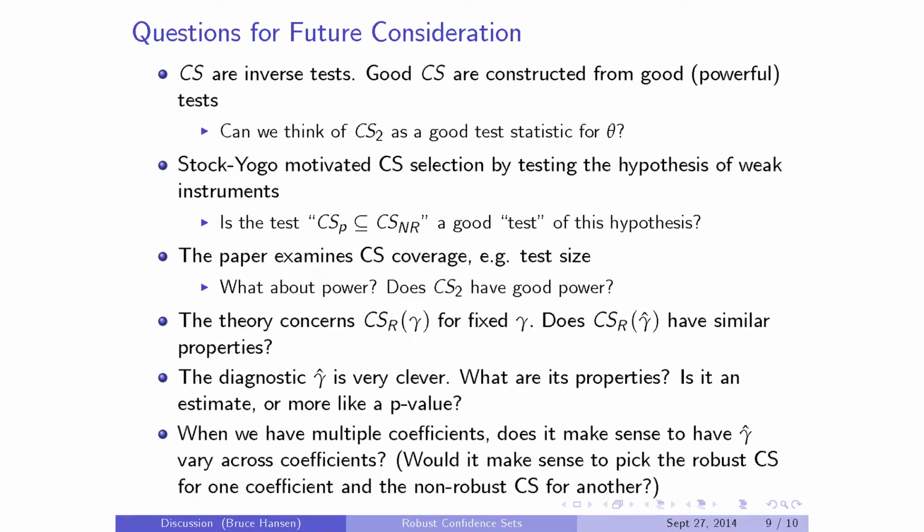Confidence sets are the inverse of a test statistic. I mean, to do a confidence set is the same thing as doing testing, but one's the inverse of the other. A good confidence set is constructed by the inverse of a good test. So is this two-step confidence set a good test? I have no idea.